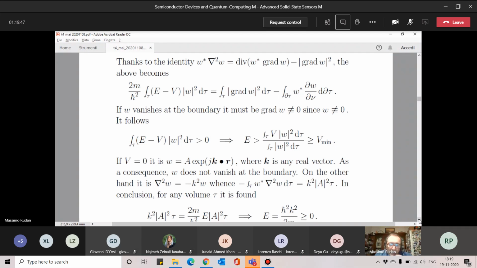That means that the integral of gradient of W squared is strictly positive. That means that the integral on the left is also strictly positive. So we eliminate the constants and we find that the integral of E minus V times the square modulus of W integrated over tau is strictly positive, okay?